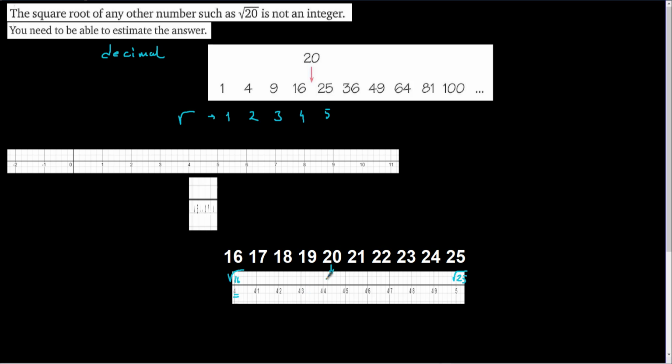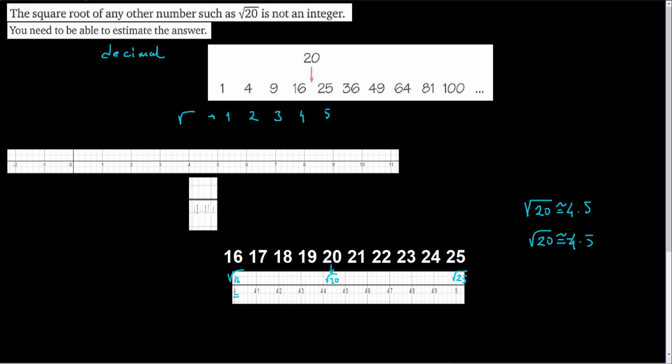So root of 20 should be between 4.4 and 4.5. Okay, so approximately we are using it like this. Root of 20 is between 4.4 and 4.5. And if I use the calculator, I will say this number is 4.5, or root 20. We shouldn't forget also the negative one, approximately equal to minus 4.5.